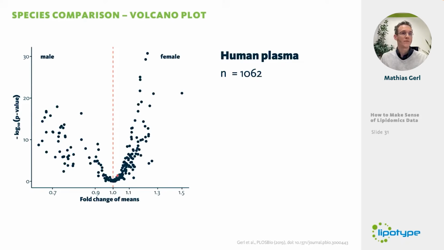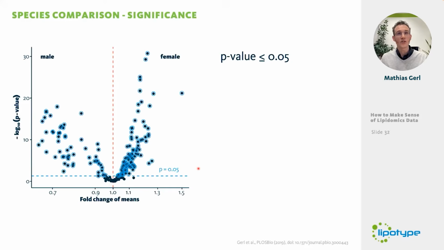And this is basically your output, but what you usually have is a cutoff. You say, okay, you're actually only interested in things that are significantly different, and you only would look at p-values that are smaller than 0.05. And that gives you another group of lipids you'll be interested in.